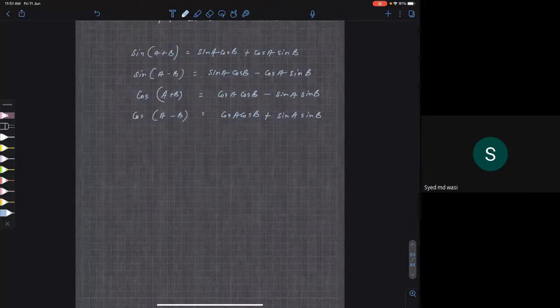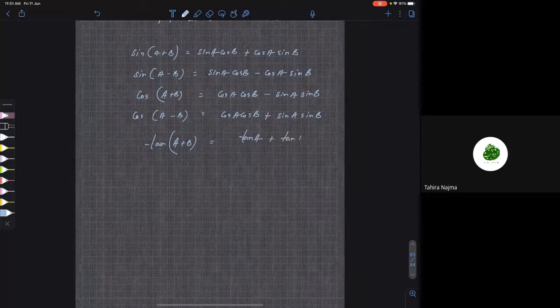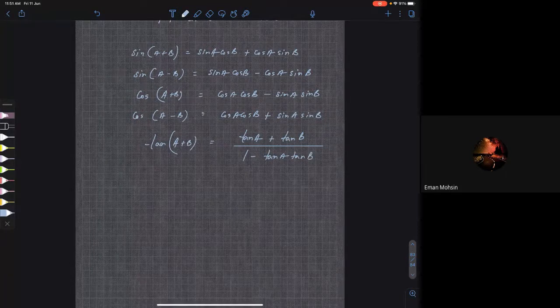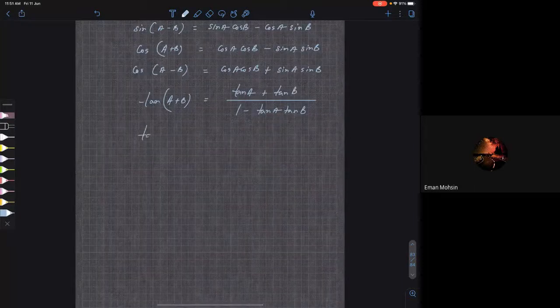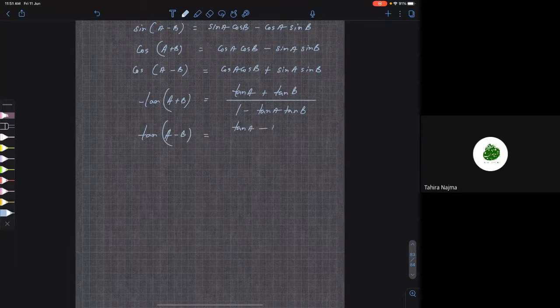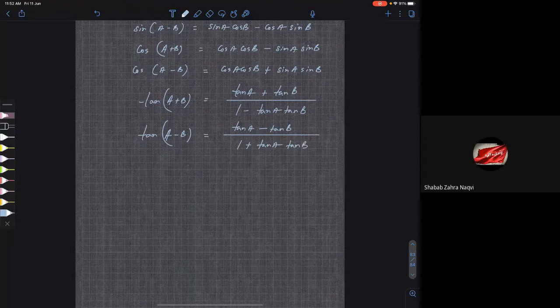So there are two more formulae that you need to know. Tan of A plus B is tan A plus tan B by 1 minus tan A tan B. Basically we got this from the first two formulas by dividing the numerator and denominator by cos A cos B. Similarly, tan of A minus B is equal to tan A minus tan B by 1 plus tan A tan B.